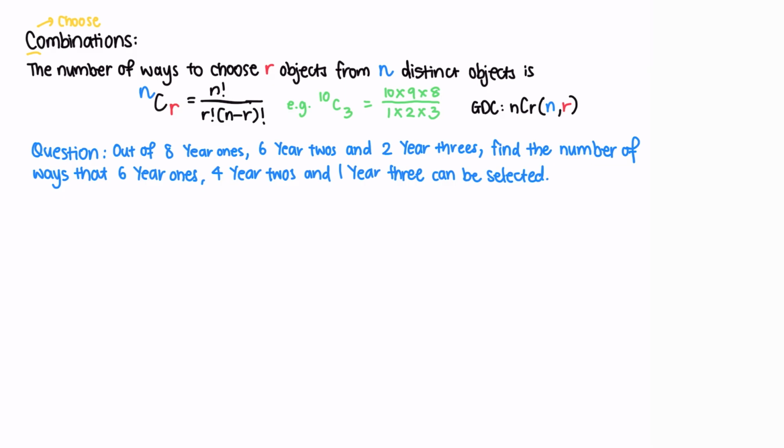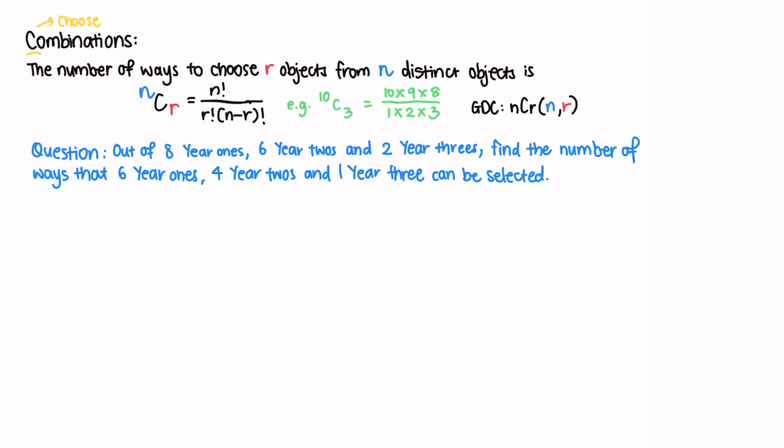So similar to 10p3, for 10c3, you have 10 times 9 times 8. But in this case, you'll be dividing by 1 times 2 times 3. So you have 3 numbers at the top and at the bottom. Another example, let's say I want 4c2, I'll have 4 times 3 at the top. I have 2 numbers at the top, and starting from 1 at the bottom, I'll have 1 times 2.